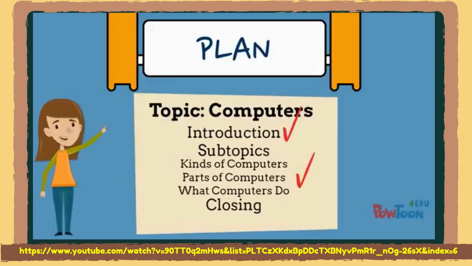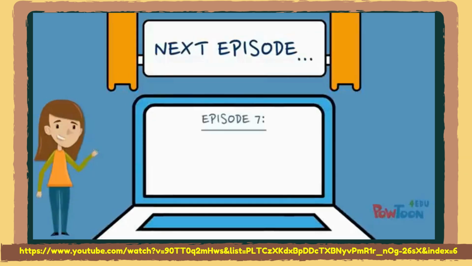Now I'm finished with the 3 main parts of my draft. In episode 7, I'm going to make a table of contents to help the reader find information in my book. Check it out!